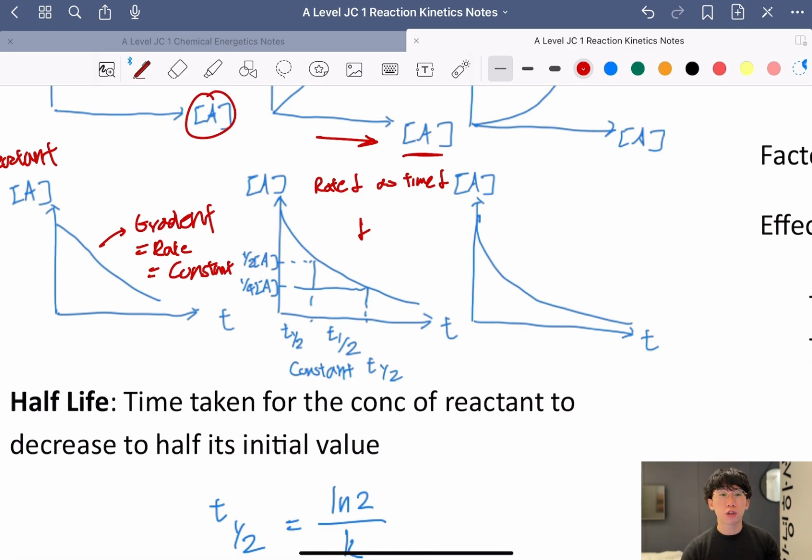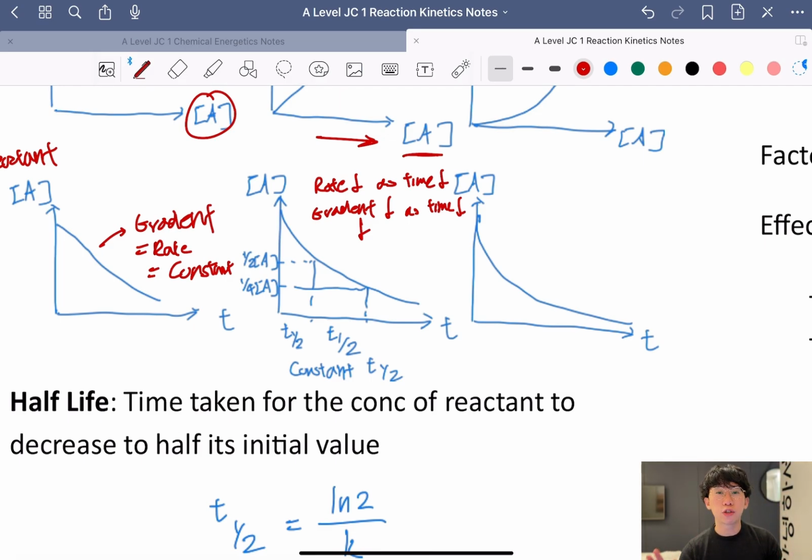And this makes sense because the concentration of A decreases as we proceed in the reaction, and therefore concentration would affect the rate. If the concentration of A decreases, the rate would decrease. And because the rate decreases, your gradient in this graph is going to decrease as time increases. And therefore, the slope from steep will get gentler and gentler.